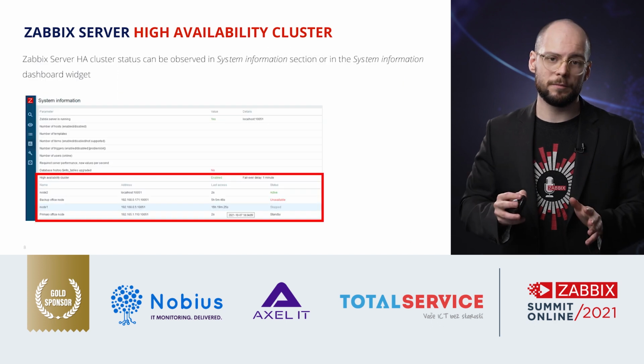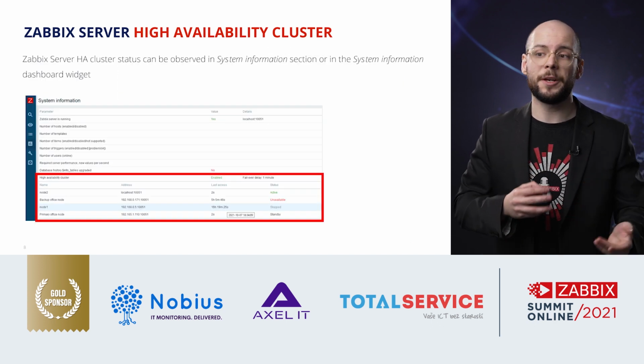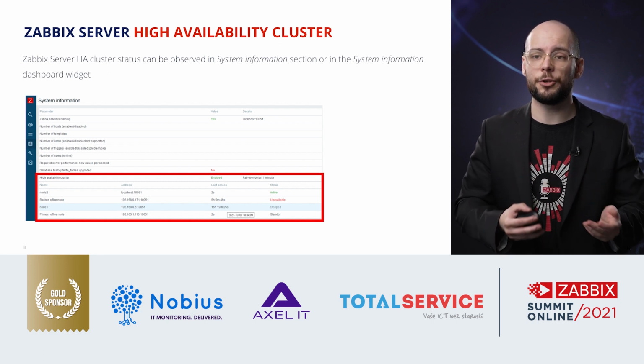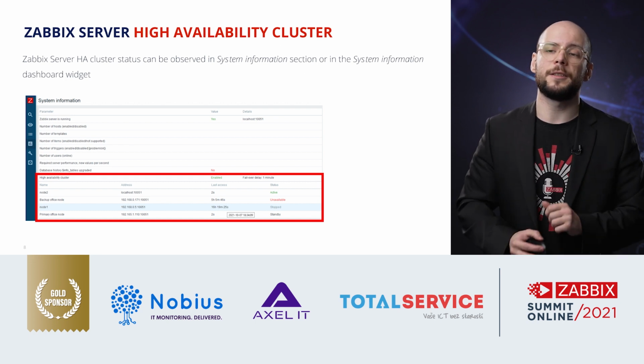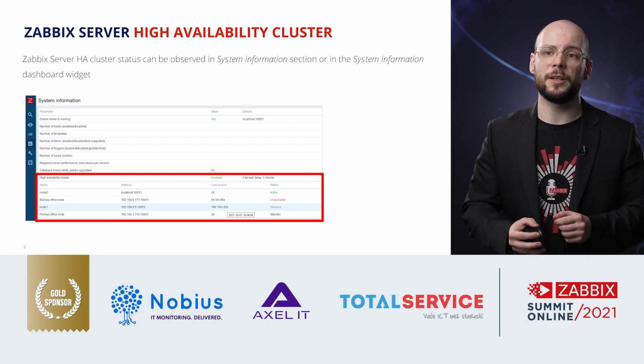In the front end, you'll be able to see in the system information widget the status of your HA. We've expanded the system information widget, so the HA status will be displayed there.